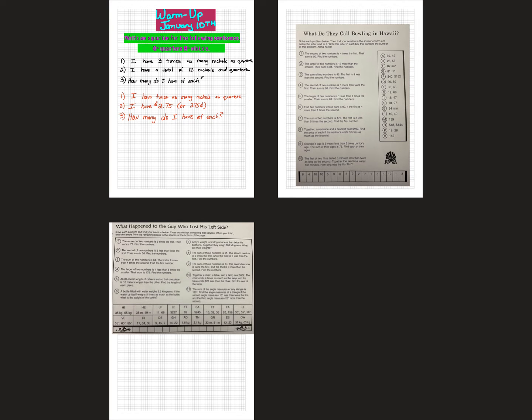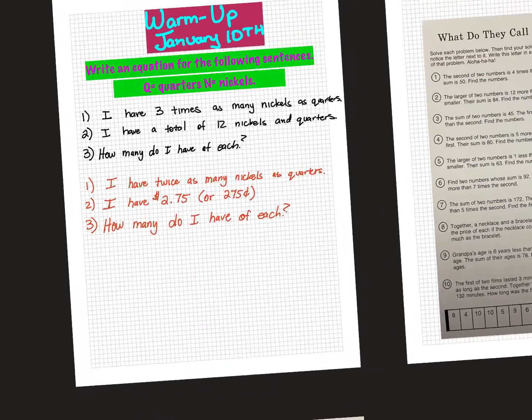All right, guys, here was how we did. We're starting to get into doing systems of equations, but being able to write the equation ourselves from a word problem was definitely a level 4. All right, let's look at the warm-ups we did today.